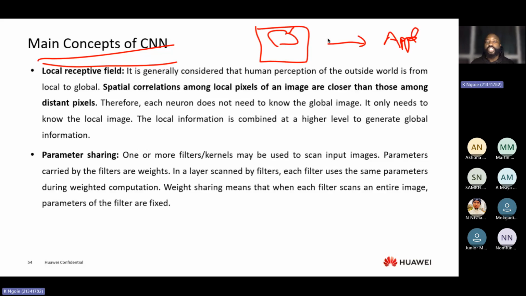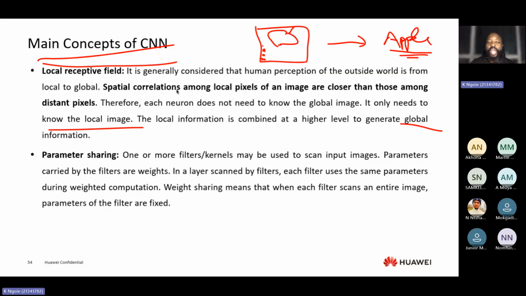It doesn't need to have the global view. It only needs to know the local image. What is the local image? Is this small pixel. What does it represent? This one, what does it represent? This one, what does it represent? This one. So each pixel here is what the CNN is interested in. And after it analyzes everything, the CNN will be able to put everything together and identify this as an apple. So that's the main concept of CNN.